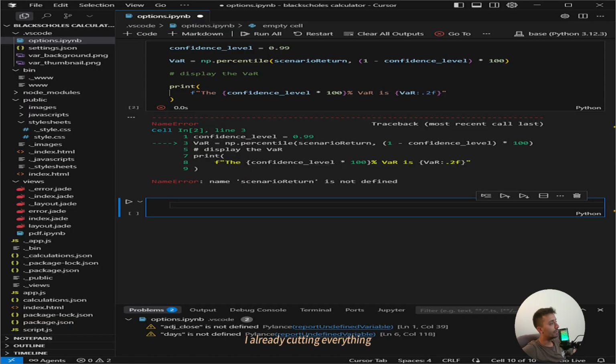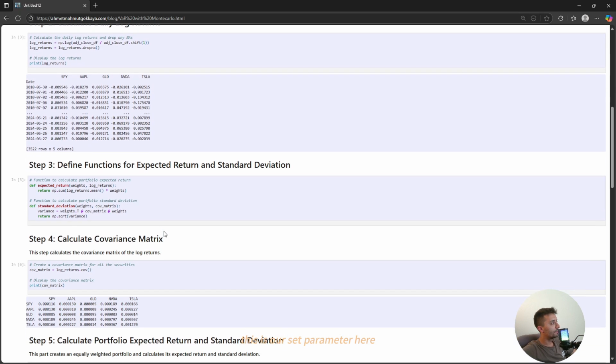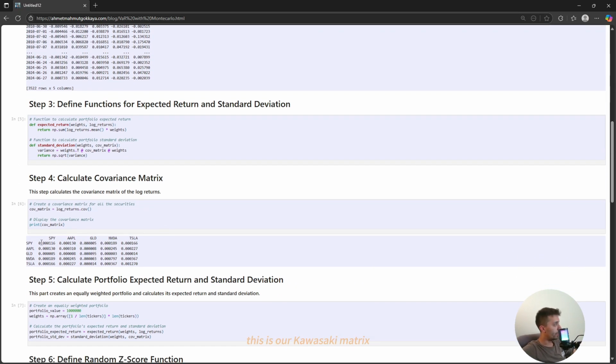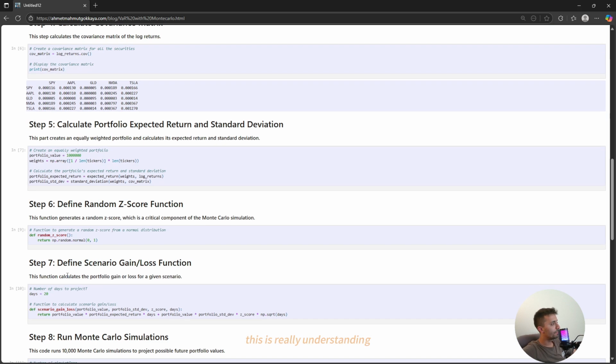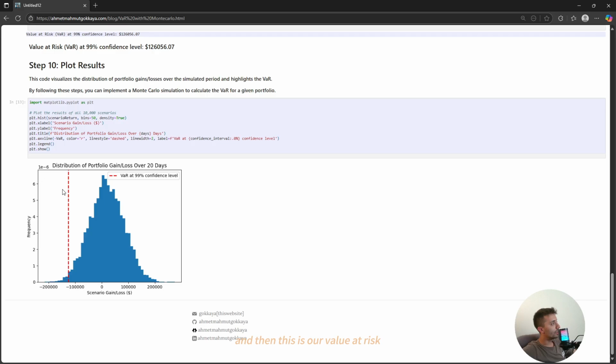I already coded everything, and we have the result here. Let's check it. This is our set parameter here. This is our covariance matrix. Before calculating value at risk, you can focus here on the diagonal and off diagonal and the relationship between these stocks here. This is really easy to understand. And then this is our value at risk with the plotting result, called visualize distribution of portfolio, guys.